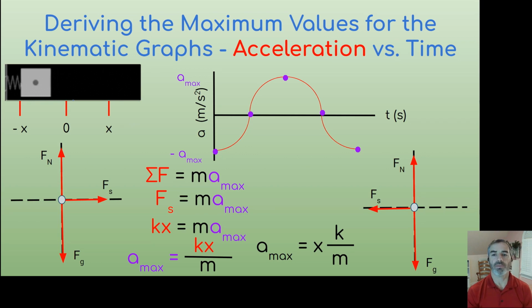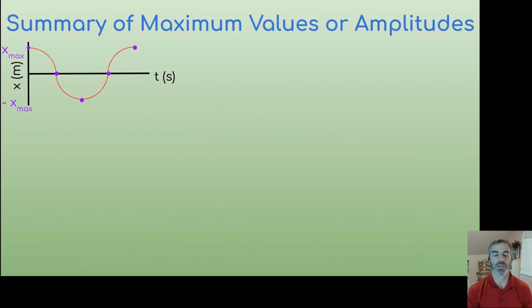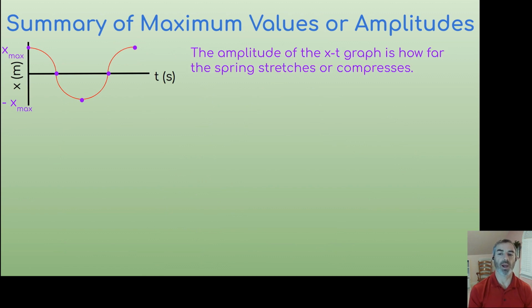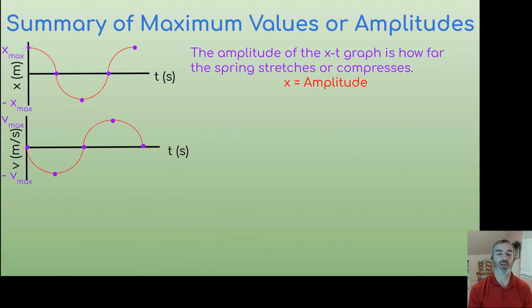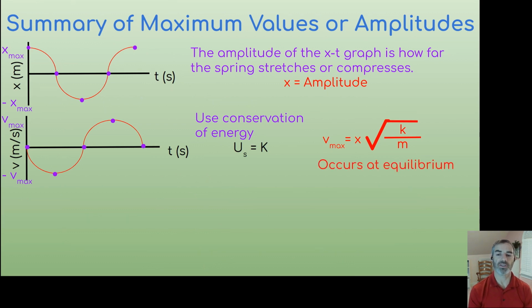Now here's a summary of those maximum values, or the amplitudes. We know that the amplitude of our position time graph is just how far the spring stretched or compressed. So x is equal to the amplitude of our spring oscillator. Using conservation of energy, stored spring energy equals kinetic energy, and we derived an equation for our maximum velocity on our velocity time graph. And note that that value occurs as the box passes through the equilibrium point either way.